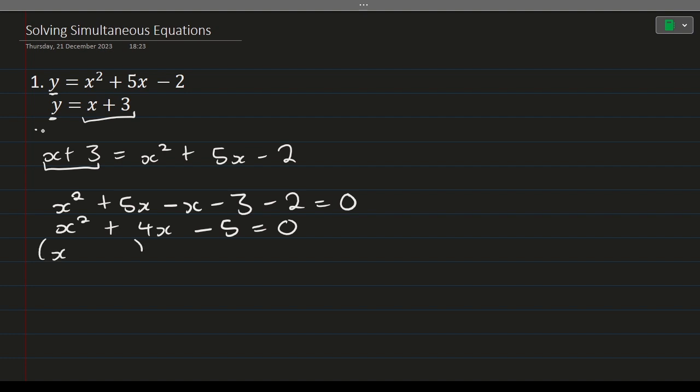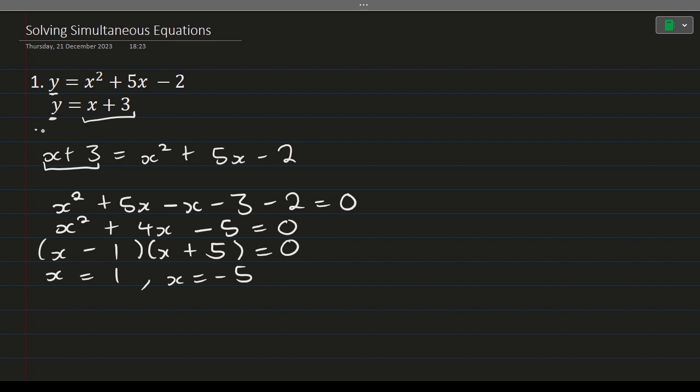Let's solve the quadratic. You can use any method you like, but in this example we will use factorization. And so this is 5 minus 1. So x is equal to 1 and x is equal to negative 5.